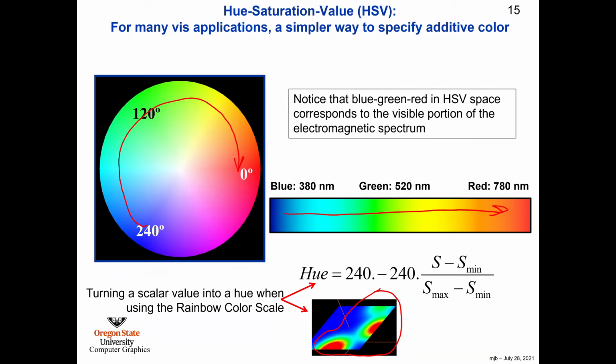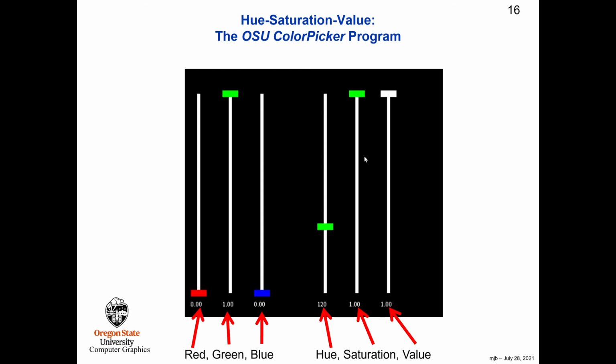So if I have a scalar value, say temperature, and I know the min and the max, if I take a given temperature, this is the equation to get the hue. Okay, so if I'm halfway there, I'm going to get 120. I'm going to get green, halfway between min and max. So anyway, that's one of the big uses for HSV, is in displaying data values.